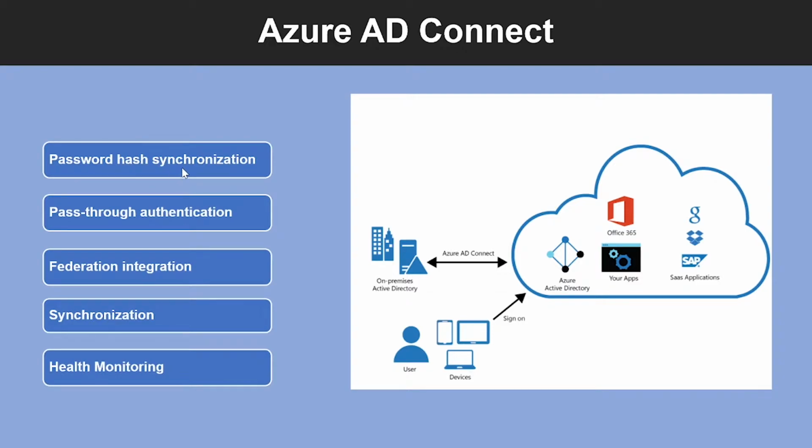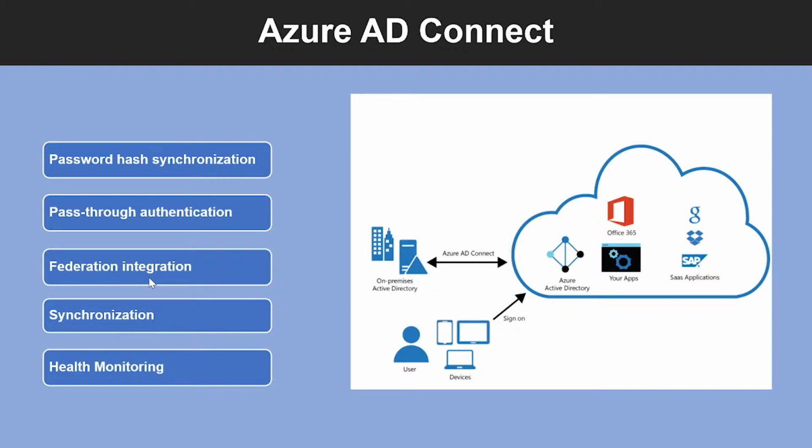Azure AD Connect lets you enable password hash synchronization, which is a sign-in method that synchronizes a hash of a user's on-premises AD password with Azure AD. Another feature is pass-through authentication. This is a sign-in method that allows users to use the same password on-premises and in the cloud, but doesn't require the additional infrastructure of a federated environment.